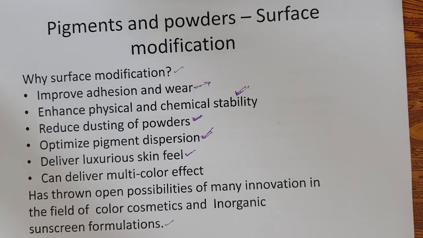So here we can use higher level of pigments for the product. If we need a higher SPF with a surface modified titanium dioxide and zinc oxide, we can use it because of the surface modification. Also, we can use different color coated dispersions so that the levels of pigments can be optimized effectively in the surface modified pigments.